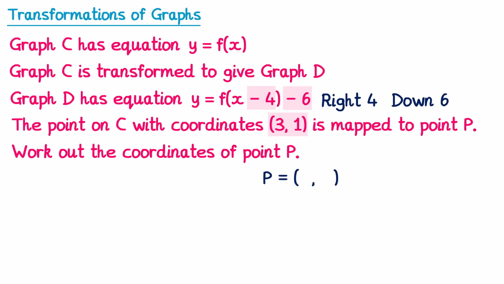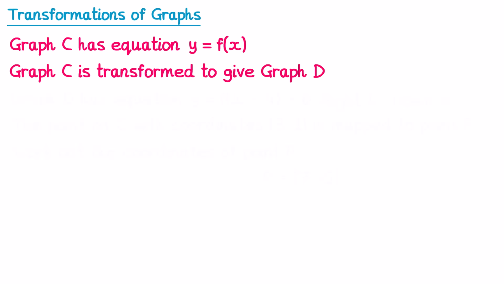So instead of being 3, it will go up to 7. If we move it down 6, the y coordinate will go down 6. So we do 1, subtract 6, which is negative 5. Let's try a second example like this.